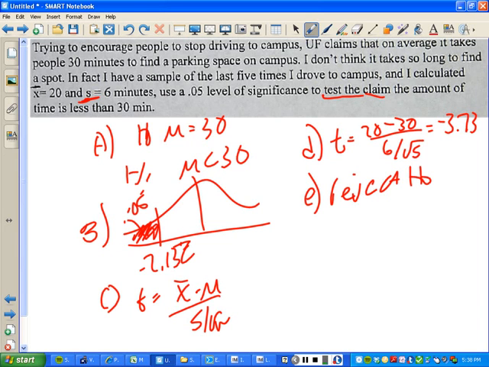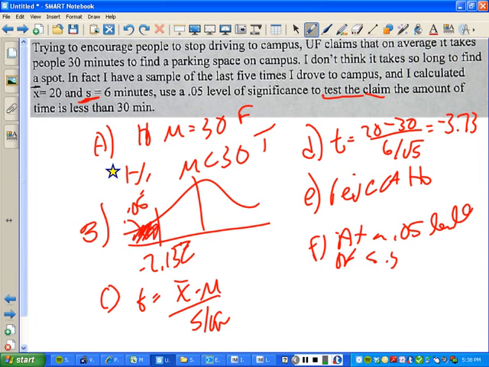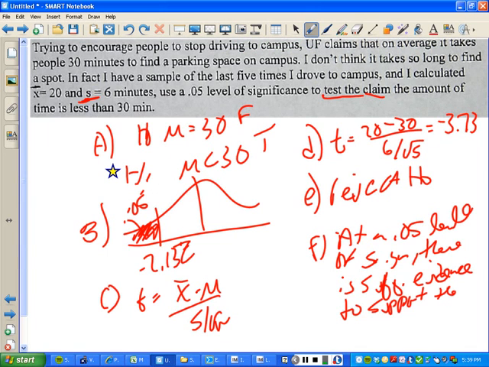If you reject HO, you're saying that this is false, that this is true. Fortunately for us, we know that H1 is the claim. If H1 is the claim, part F says you're going to support the claim. So at a 0.05 level of significance, there is sufficient evidence to support the claim that mu is less than 30.